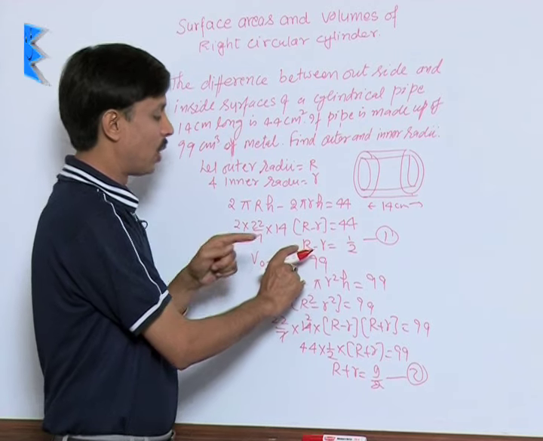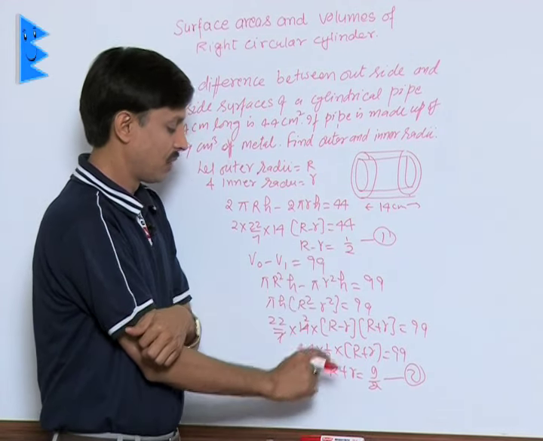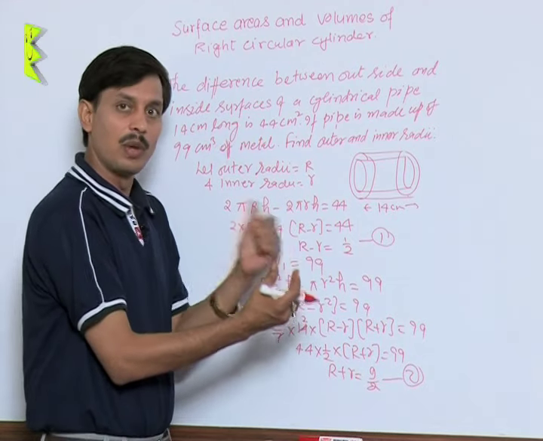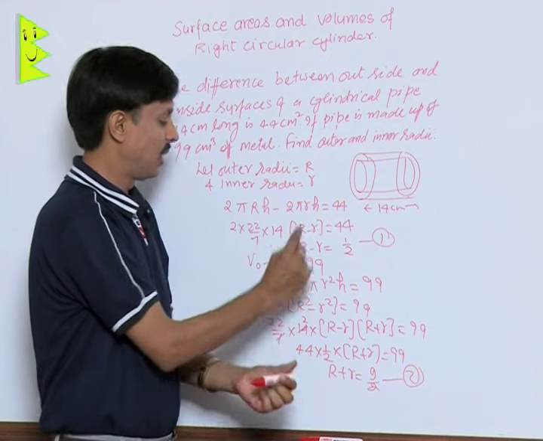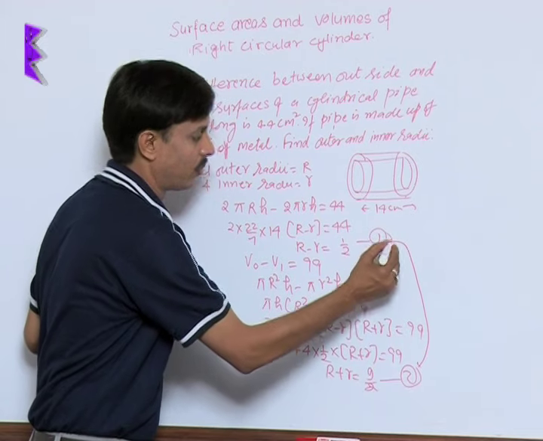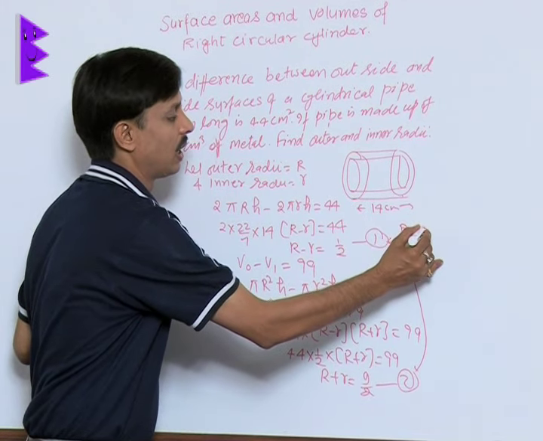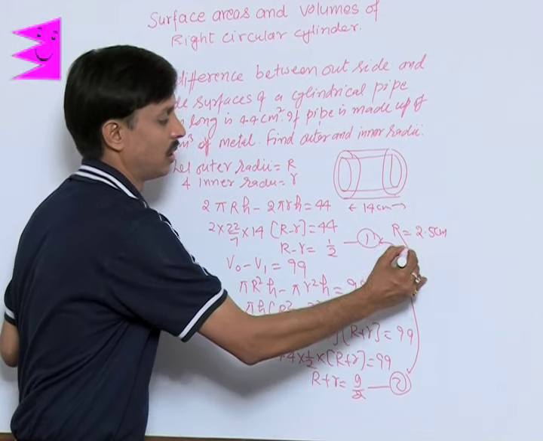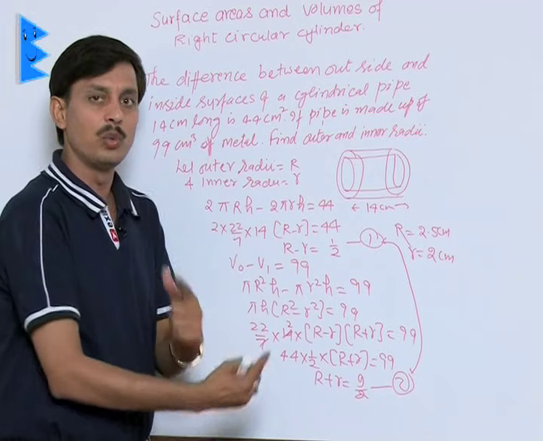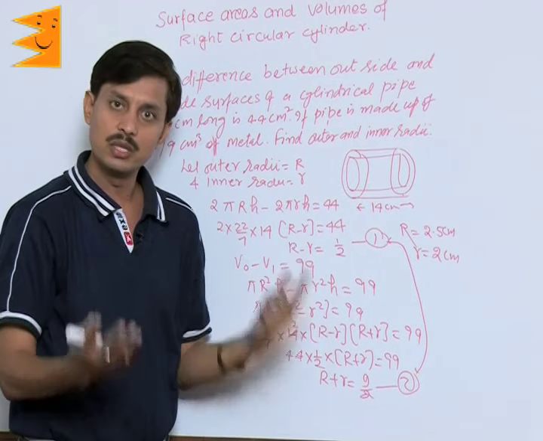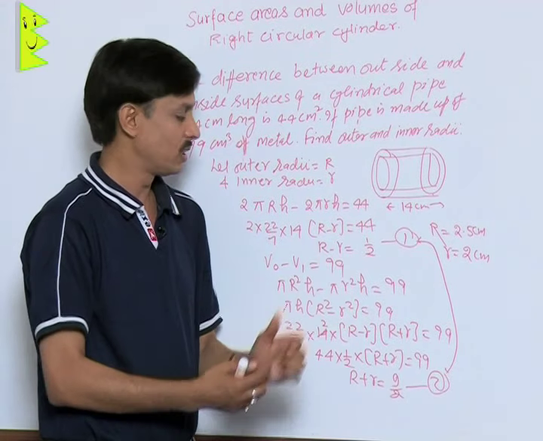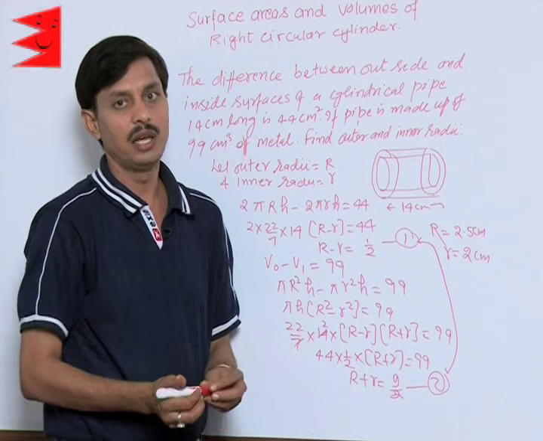R minus r, that is outer radius minus inner radius, is half. Outer radius plus inner radius is 9 by 2, by using the given concept, that is difference of surfaces and difference of volumes. If I request you to solve equations 1 and 2, you will say capital R is 2.5 centimeter and small r is 2 centimeter. Once you need to add these two equations and once you need to subtract. When you add, you will get the outer radius. When you subtract, you will get the inner radius.